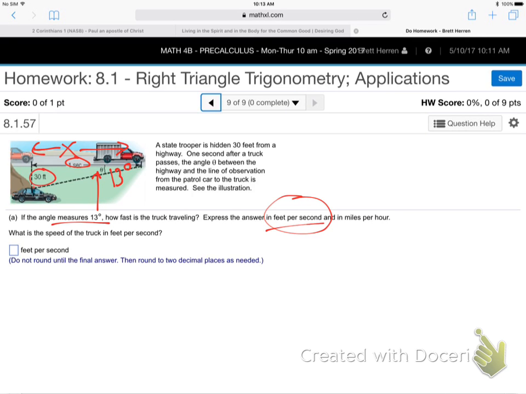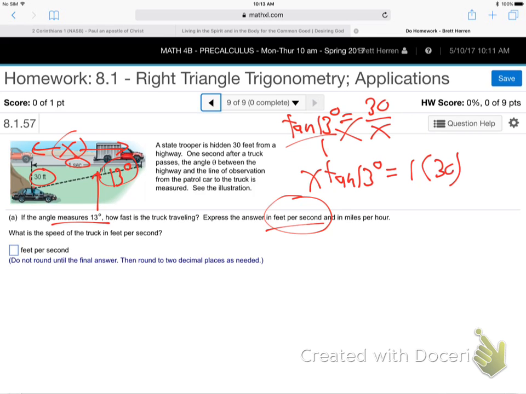And so 30, x, and 13. What trig relationship connects the 13 degrees, the 30, and the x? Tangent again, right? So tangent of 13 degrees is 30 over x, same thing we did a minute ago. Cross multiply: x tangent 13 is 1 times 30.